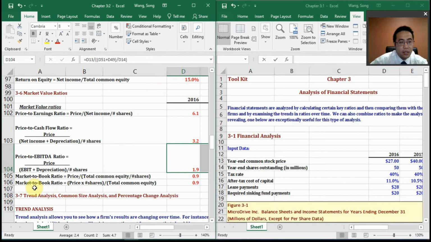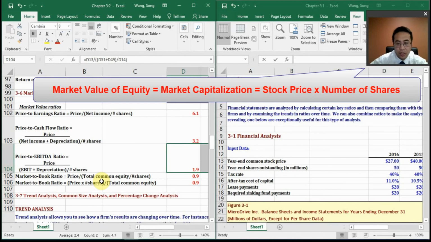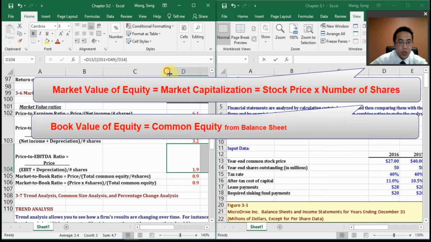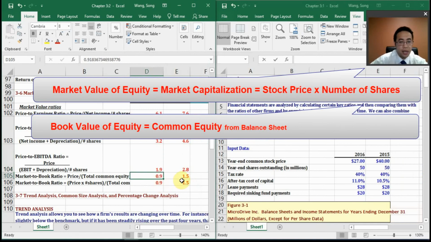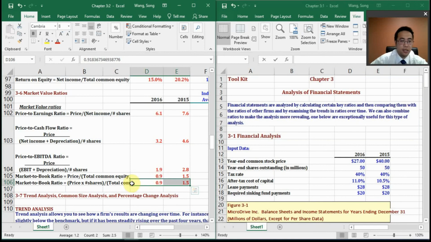Okay, and the same market to book ratio could be expressed at the cumulative company level. So you see price times number of shares. That's what? That's the market value of the firm. That's a very important concept in the financial world. Price times shares is the market value of the firm. We can also call it market capitalization. And then the total common equity is the book value of the firm for the shareholders. Okay. With that being said, you guys should know the outcome should be the same for the two. One is at the per share level and another is at the company level.